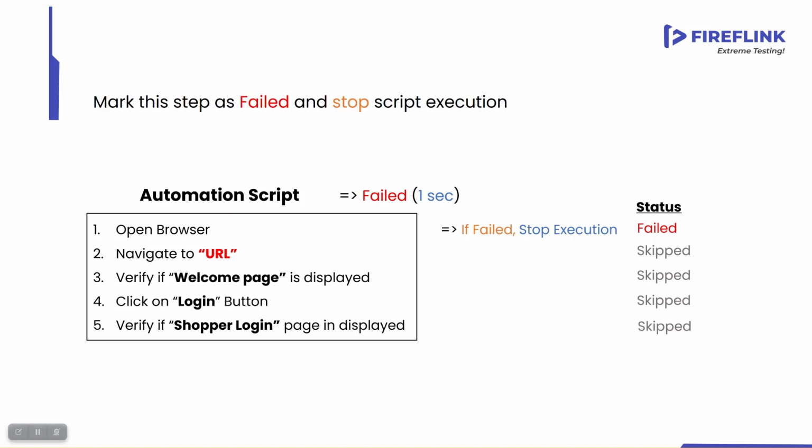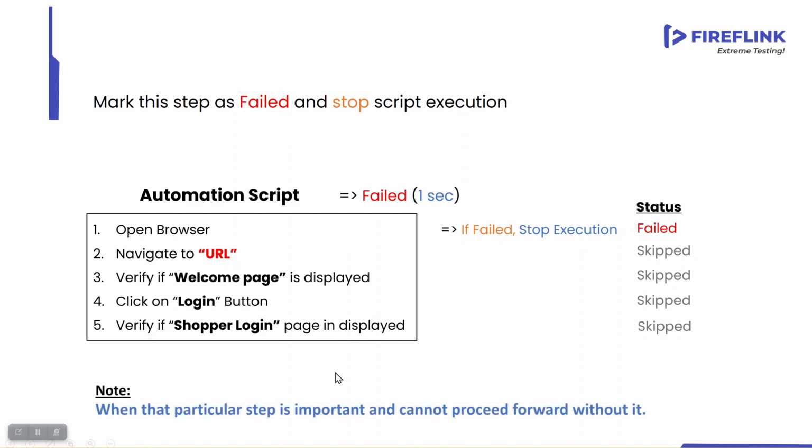So those kinds of steps you can mark as fail and stop the script execution. When a particular step is important and you cannot proceed forward without it, in those situations we can use mark the step as failed and stop the script execution. Now we will see the next one.